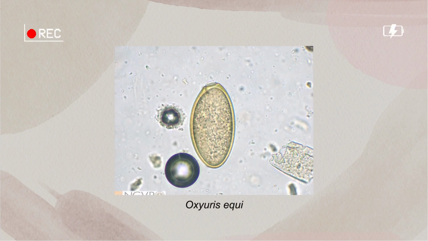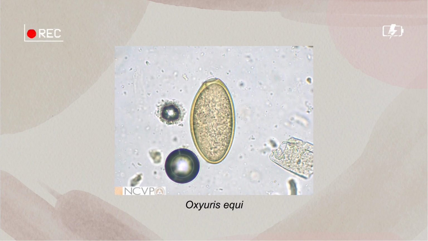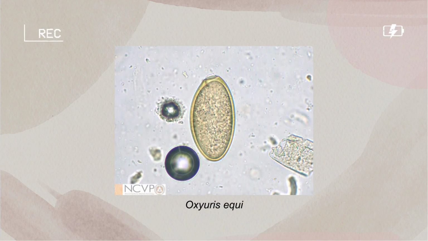Oxyuris equi are most common in horses that are less than 18 months old. The eggs are approximately oval, slightly flattened on one side, with a thick, smooth shell and a plug at one end. It is usually difficult to see the internal structure of the eggs. The eggs of Oxyuris equi are easily distinguishable from those of other intestinal parasites of horses.